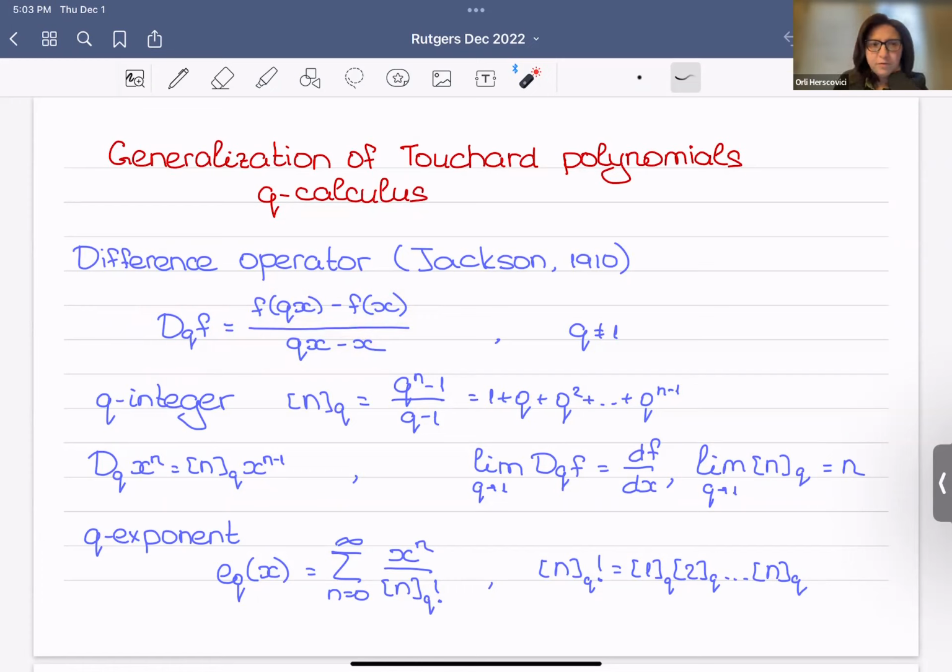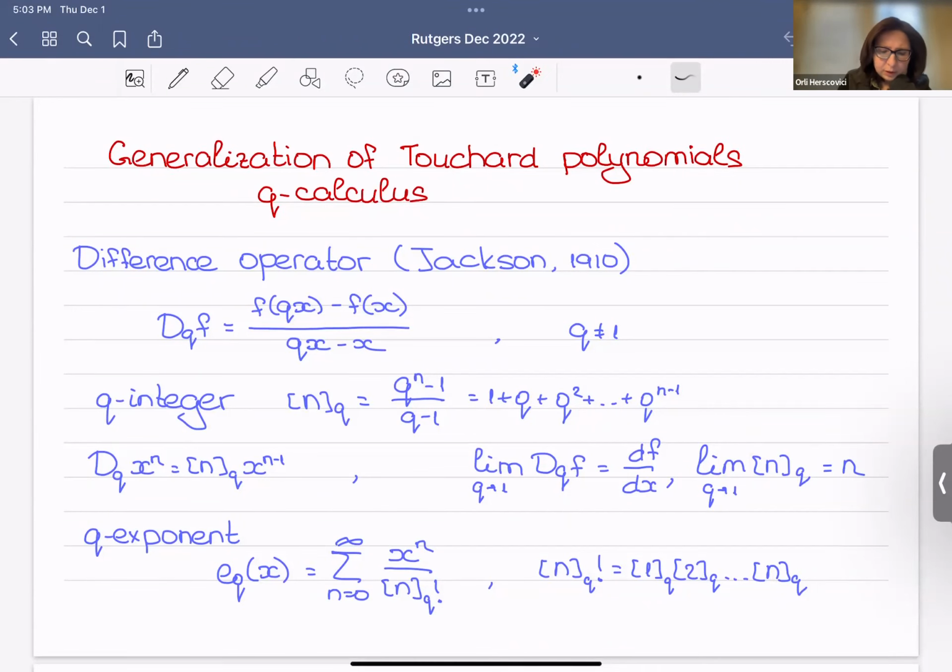Now we can also define a few other things closely associated with this derivative. First of all, we can talk about a q-integer. The q-integer n is defined as the ratio of q to the power n minus 1 to q minus 1. And if n is an integer, it has a nice representation as a sum of powers of q. But actually, q can be any number. It can be real, it can be complex, but for integer n there is just more combinatorics behind it.